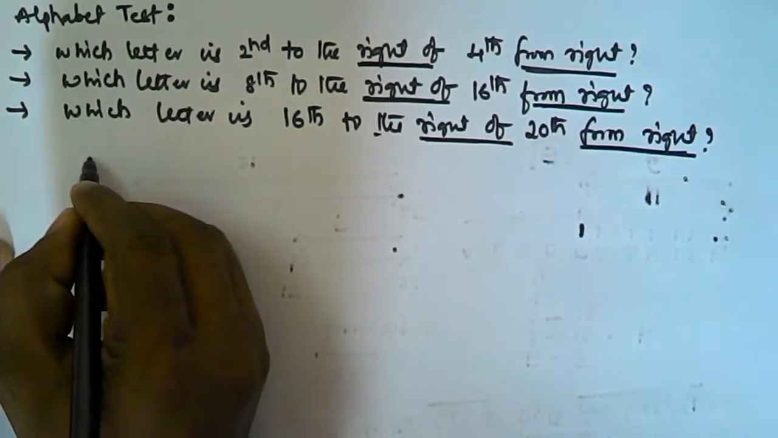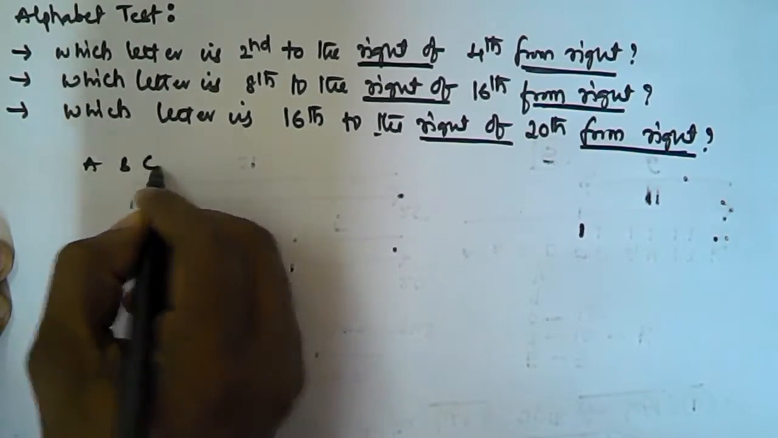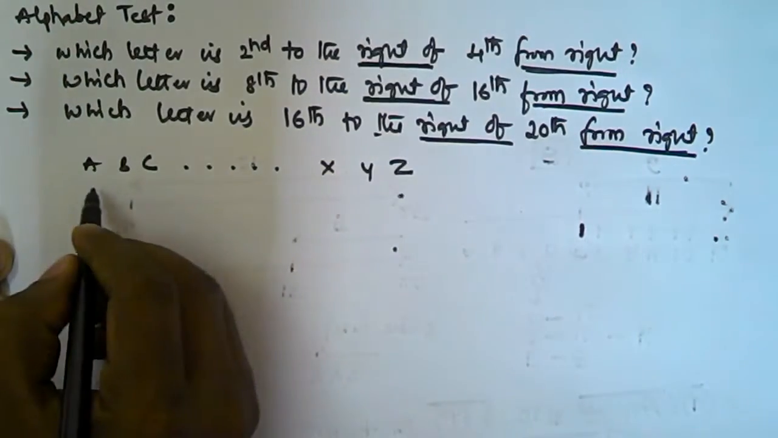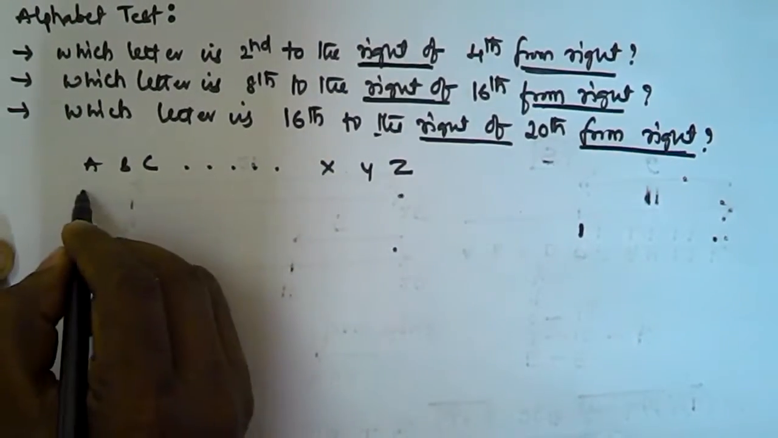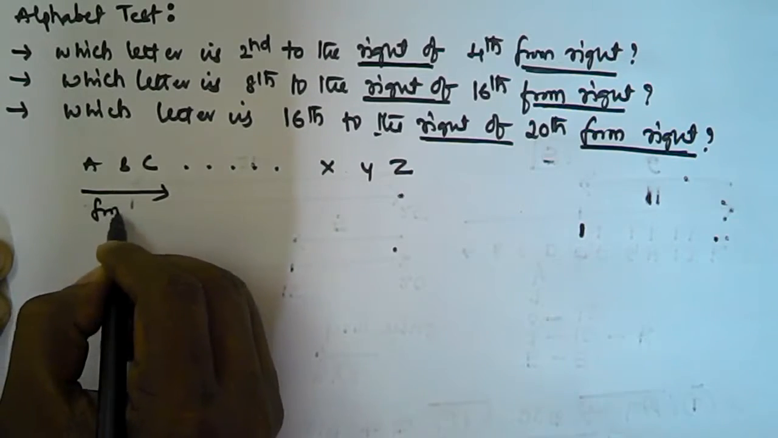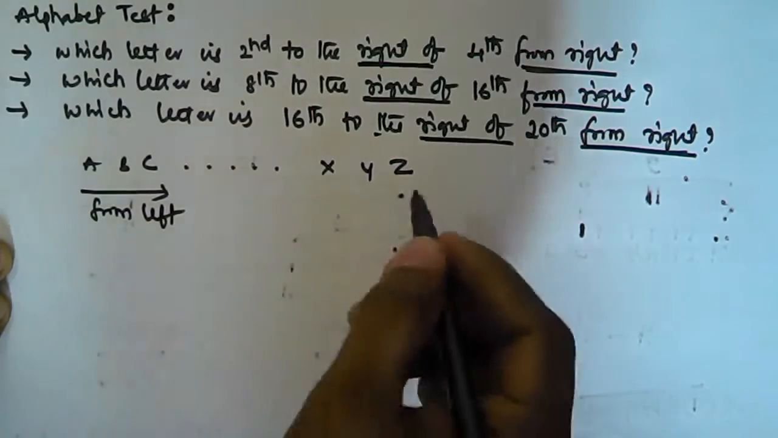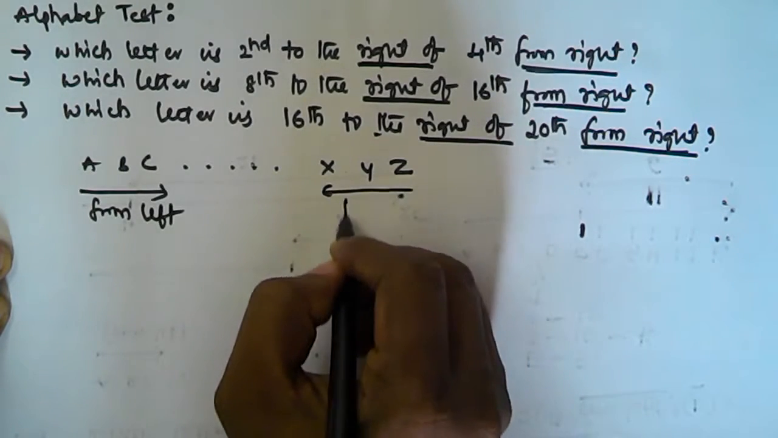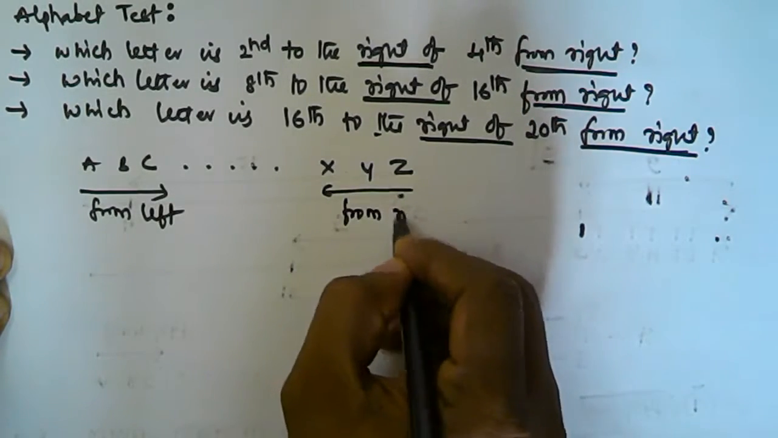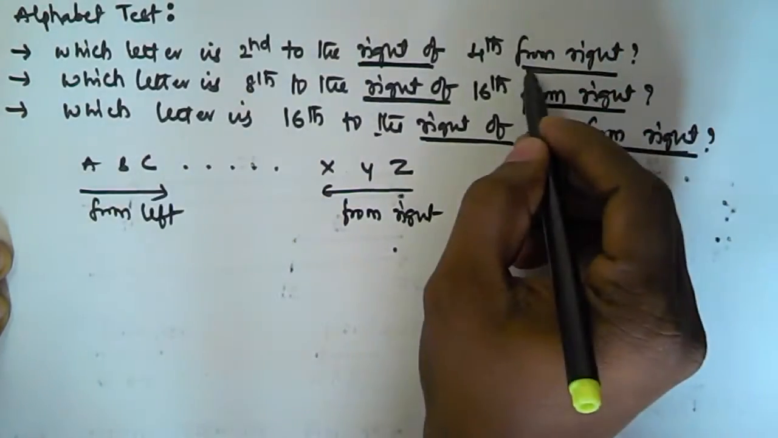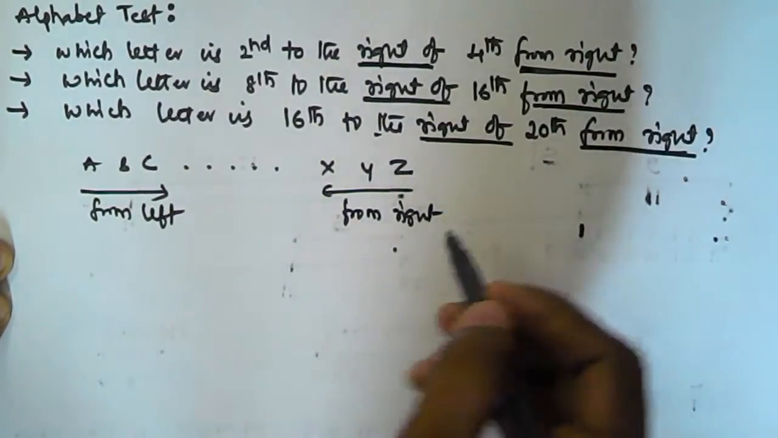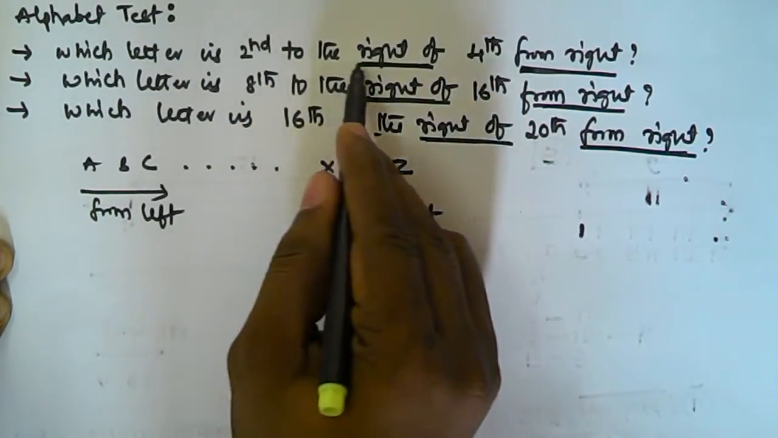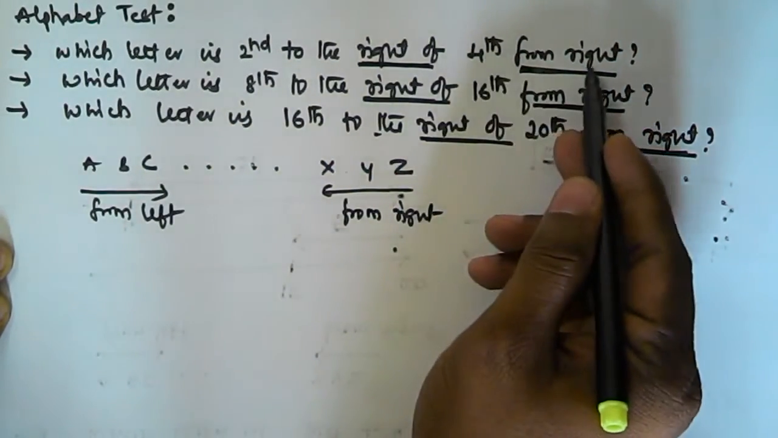In the previous video I told that if A, B, C and so on, X, Y, Z are there, and you start counting from A towards Z, that is called from left. And if you are counting from Z towards A, that is called from right. This question is from right, so we start counting from here. So which letter is second to the right of fourth from the right?